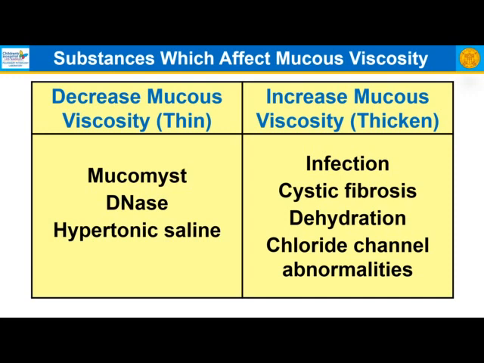So things that can thin mucus: Mucomyst, DNase, hypertonic saline. Things that can increase mucus viscosity: infection, cystic fibrosis, dehydration, chloride channel abnormalities.